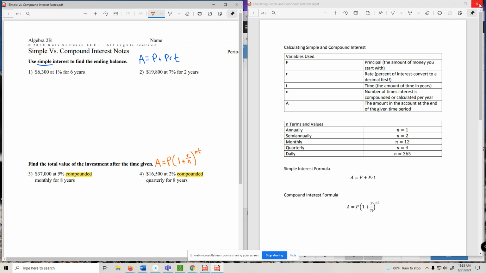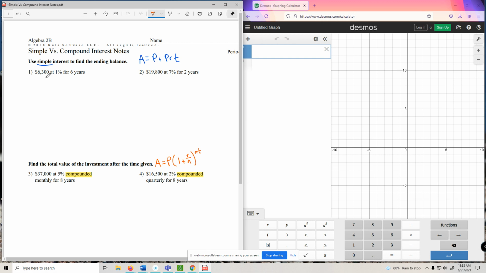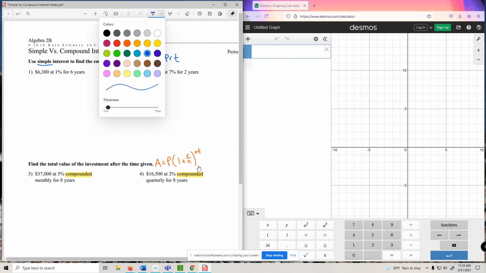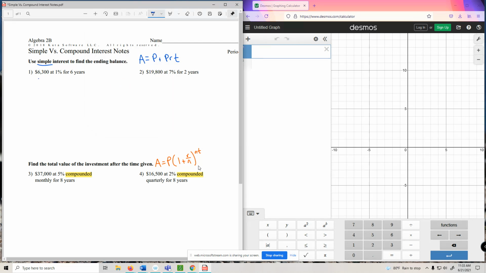Let's try some of these out. So for number 1 and 2, we're going to use the simple interest formula because they tell us that's exactly what's going on. I like to label the numbers here. P is the amount of money we're starting with. So for number 1, that's 6,300. R, remember to switch a percent into a rate, we move the decimal 2 places to the left, 1, 2. So 1% becomes 0.01.